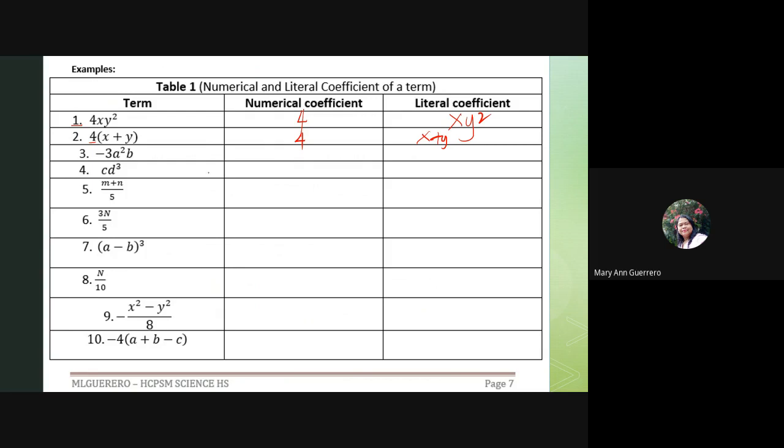So negative 3a squared b. Negative 3 is the numerical. The literal coefficient is a squared b. So ganun lang. There is no numerical coefficient. It is understood 1. Because when you multiply 1 to any number, the product is the given number.